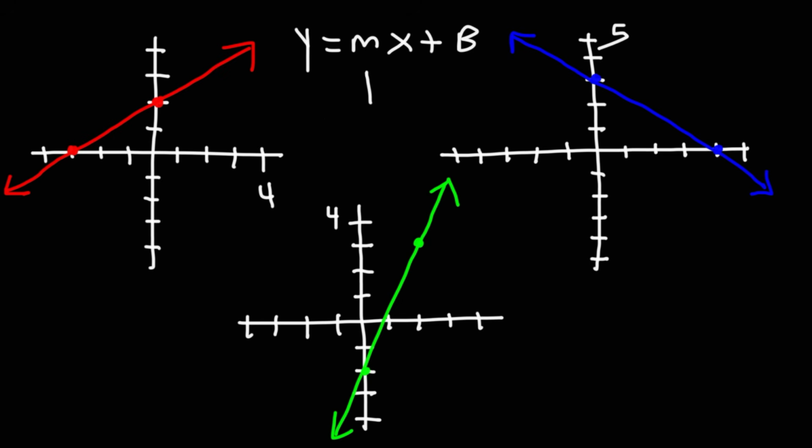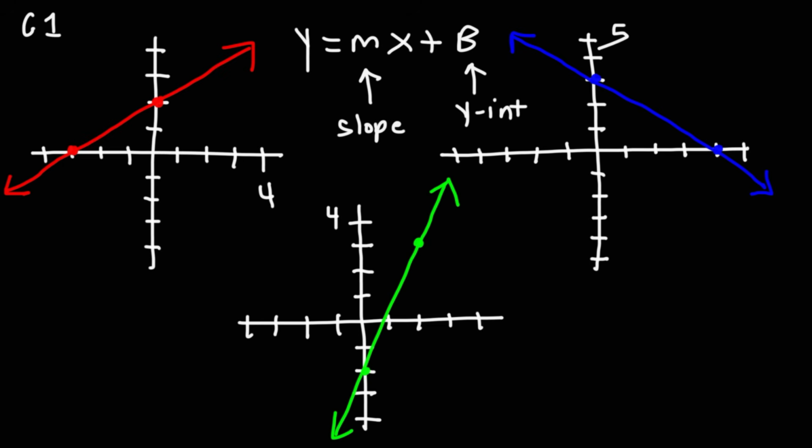The slope is the number in front of x, represented by the letter m. The y-intercept is b. That's where the graph touches the y-axis. So let's go ahead and begin. Let's start with graph number 1, the red graph.